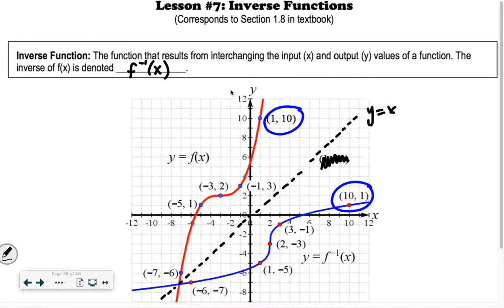So would it be like negative 1, negative 10? Nope, you don't make them opposite or anything. You just switch the two values. So your x becomes your y and your y becomes your x.